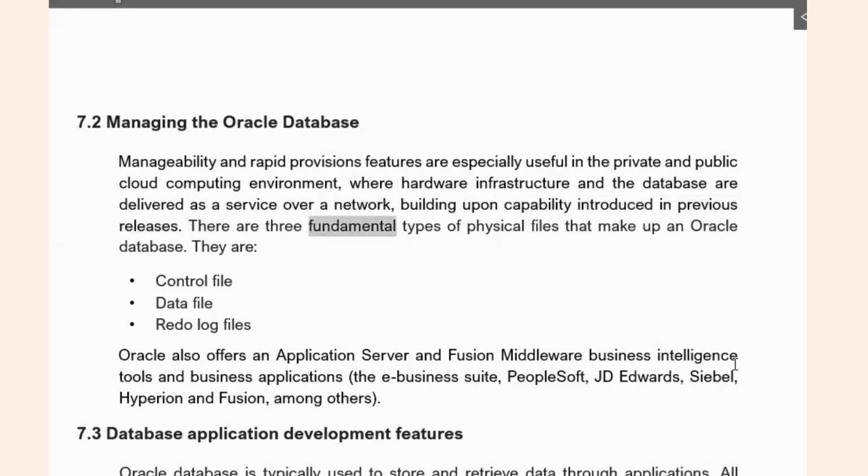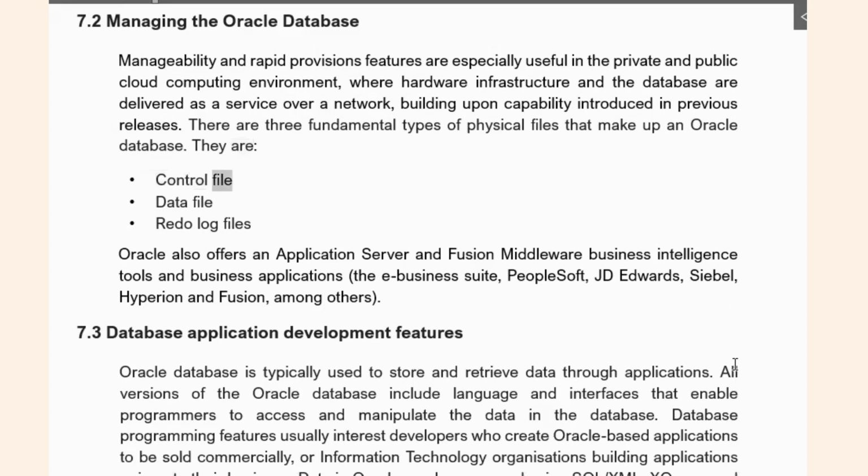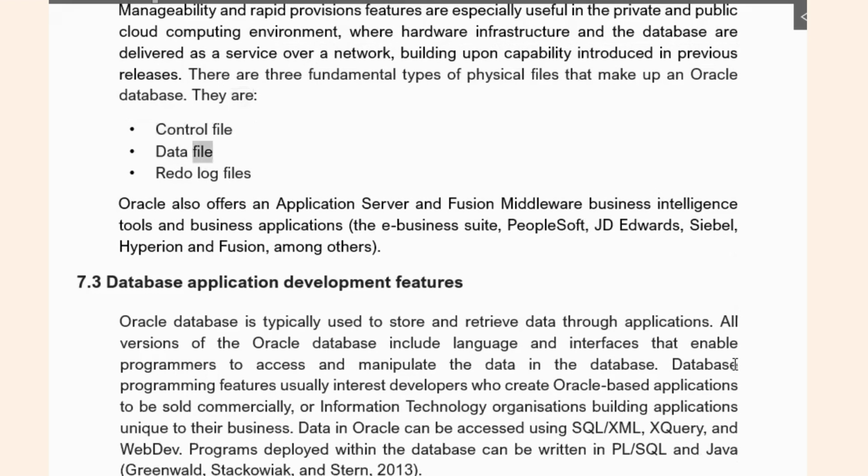There are 3 fundamental types of physical files that make up an Oracle database. They are: control file, data file, redo log files.